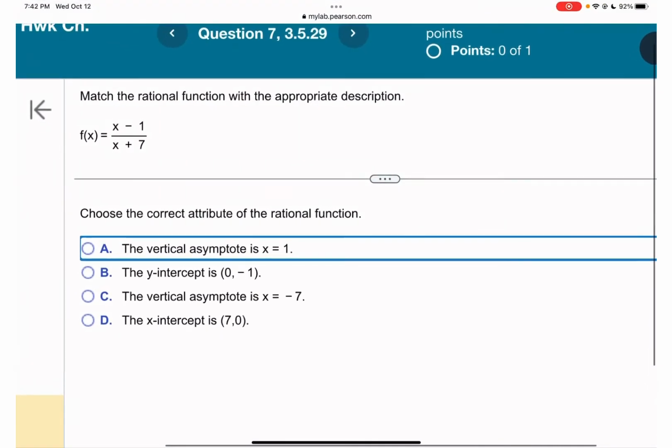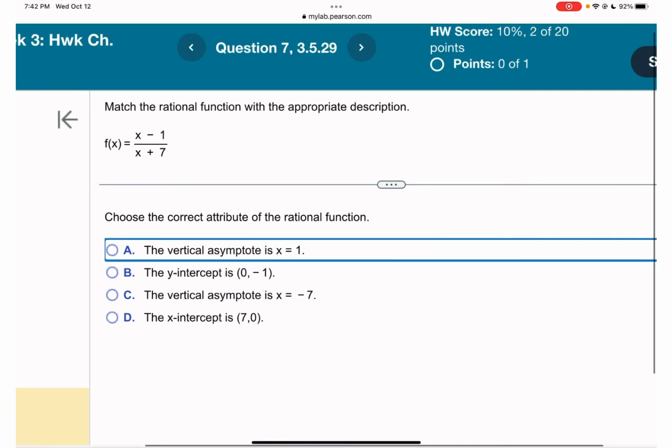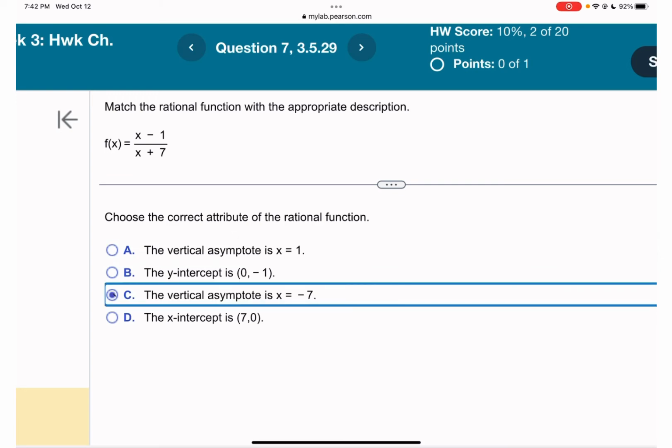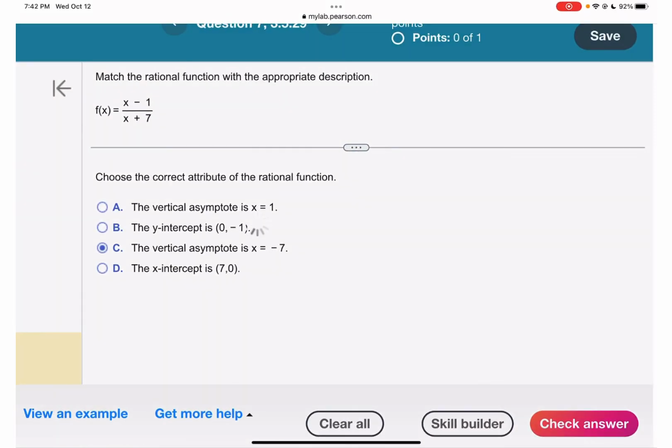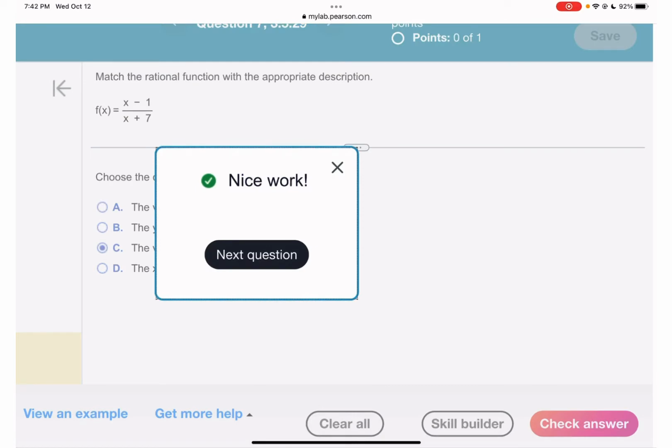Moving to number 6. Now we need to find the vertical asymptote algebraically. A vertical asymptote is where the denominator becomes 0. The denominator here is x plus 7. The denominator is the expression below the fraction line. So in what case does x plus 7 become 0? When x is equal to negative 7, right? There. Next one.